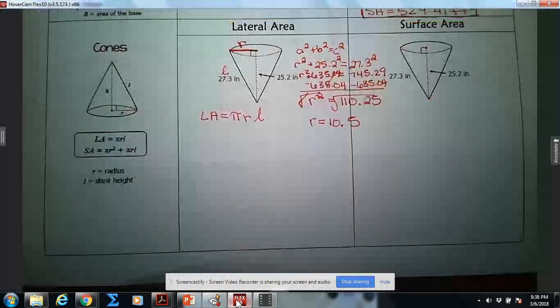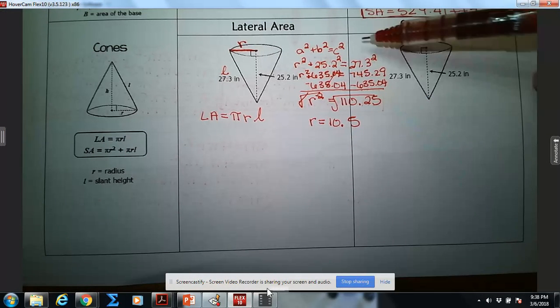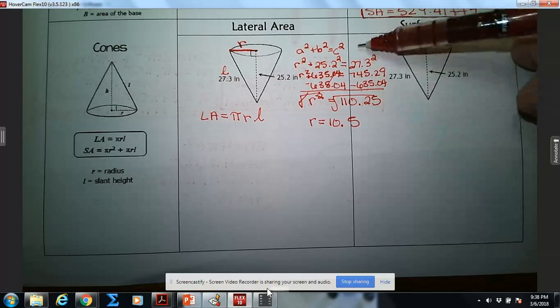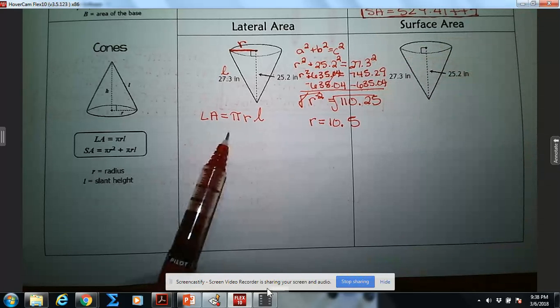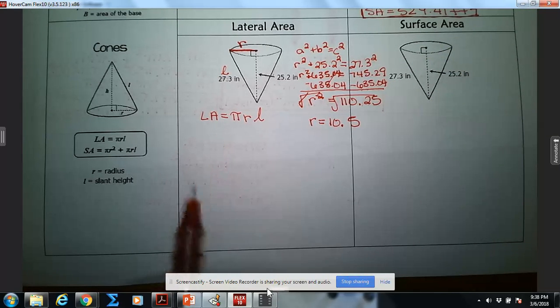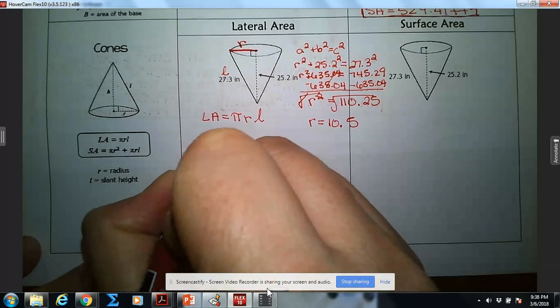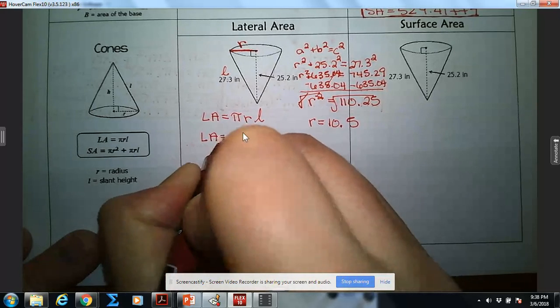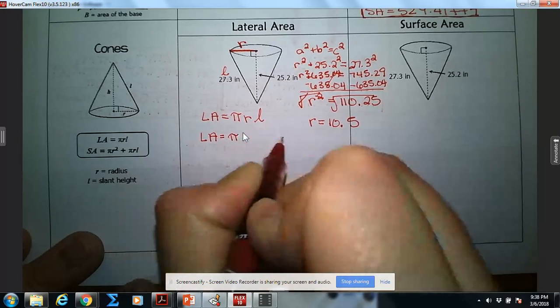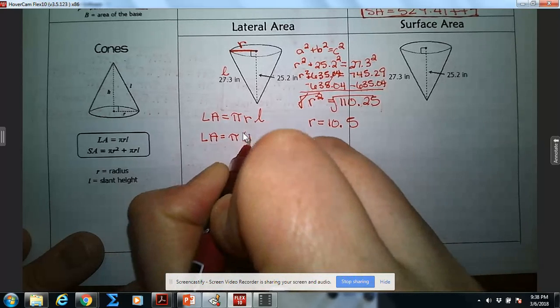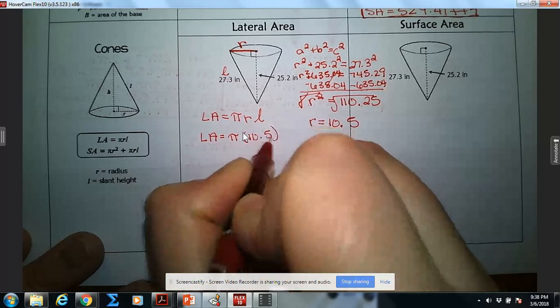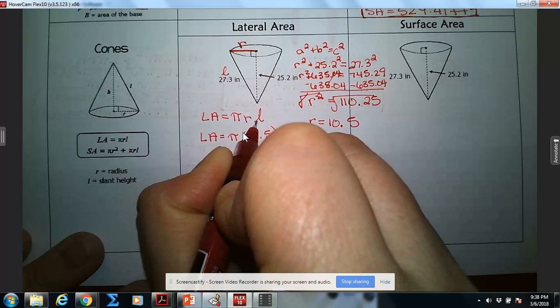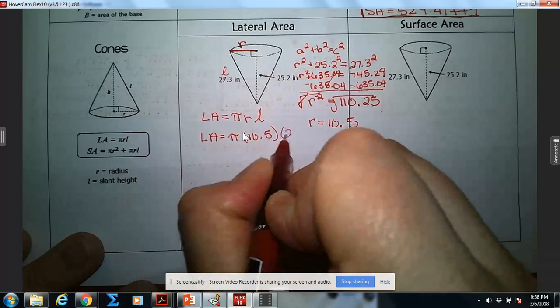Radius of 10.5. Now all of that was side work. All of that was work just to figure out what to put into the lateral area formula. So now I'm ready to figure this out. Lateral area is equal to pi times the radius we just solved for, the 10.5, times the slanted height of 27.3.